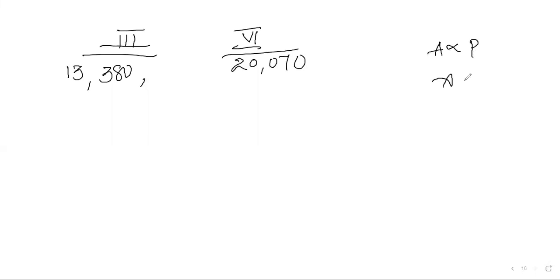First amount is 13,380 rupees. Second one is 20,370 rupees. I know the amount is directly proportional to 1 + r% whole to the power of n. If the amount is incremented, 1 + r% is also incremented. By using that shortcut, let's see.